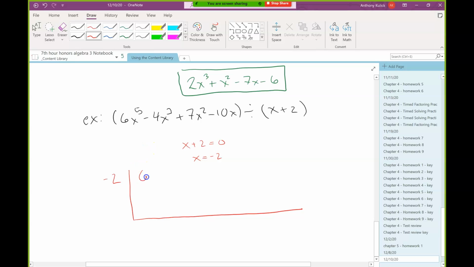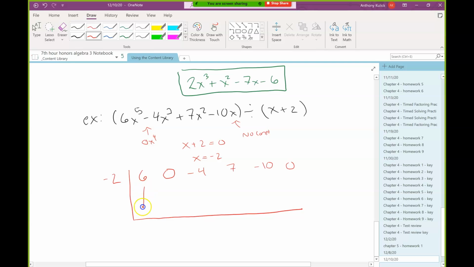So it starts with 6, and then I need to make sure I have my 0, since I have no x to the 4th terms. And then a negative 4, and a 7, and a negative 10, and I need another 0 at the end, because I have no constant term. Very easy to forget to do that one. So please be careful there. So that's the setup. Everything's ready to go now.